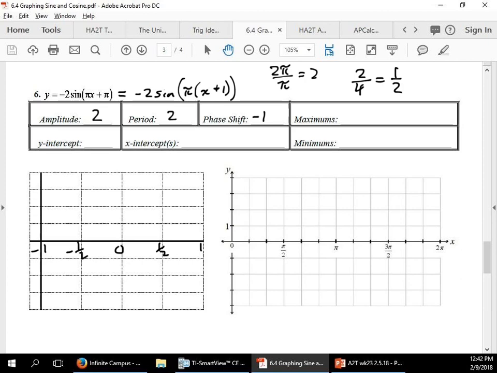So now what's our pattern with sine? Our pattern with sine is midline, max, midline, min, midline. But because there's a negative, after I do midline, where am I going next? Is it max or min? It is min. Down to -2. This is 0, that's +2. Okay, then we're back at the midline, and then we have a max and then midline.